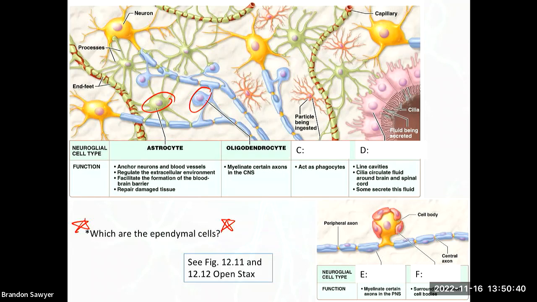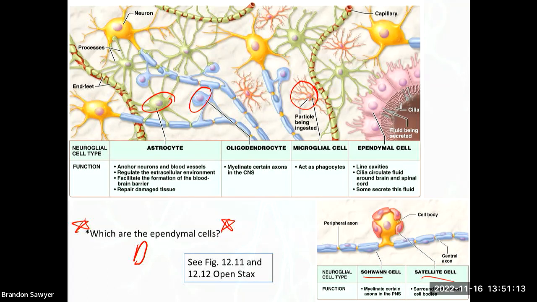And then C, got these little guys here. What's that? Yeah, microglial. And then lastly, those ependymal cells. Most of you, at least 91% of you, put D for this question, which is correct. Okay, and then we got two in the peripheral nervous system, right? Which one's E? Schwann cells, and then F, satellite. Good. Got it. Okay. Any questions about those glial cells?